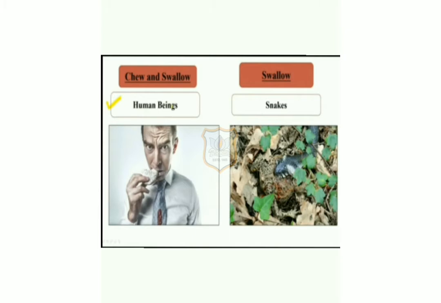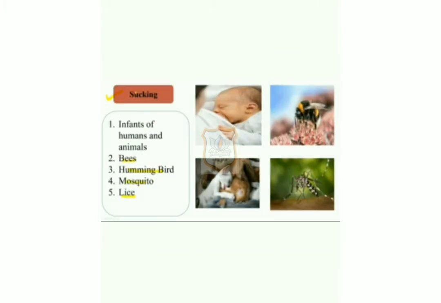Let's move forward. Now we will study about the sucking mode of taking food. You must have seen small babies. How do they take milk? Do they chew milk? No, they just suck milk. They do not have teeth, so this kind of mode of taking food is called sucking. In fact, animal babies also do the same. Bees, hummingbirds, mosquitoes, lice, all of these have a sucking mode of taking food, including infants of humans and animals.